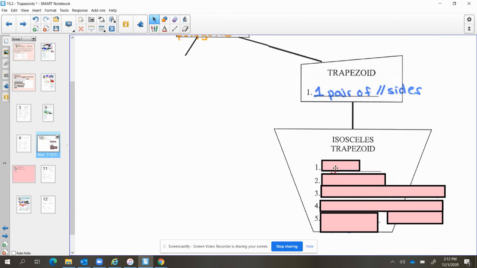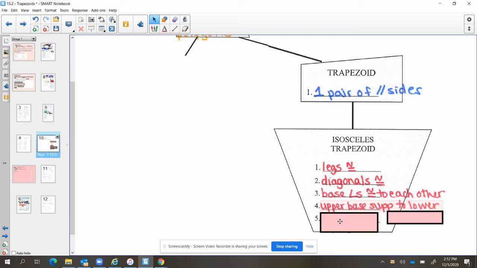Specifically then, our isosceles trapezoids have their legs congruent and their diagonals congruent. Their upper base angles are congruent to each other and their lower base angles are congruent to each other. And the upper base angles are going to be supplementary to the lower base angles. And of course, just like the trapezoid, it has the one pair of parallel sides. Okay.